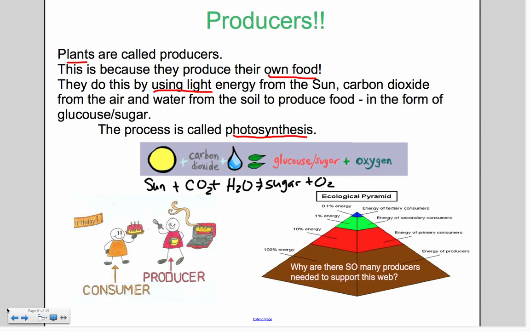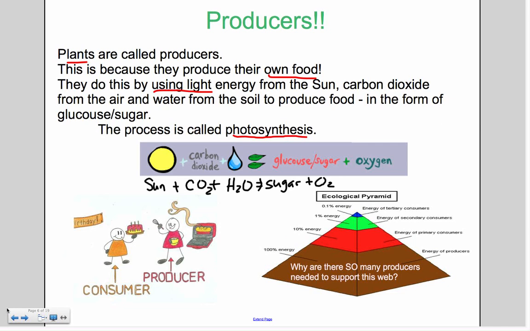Producers, more in depth of producers, we kind of touched on it 2 slides ago. So a producer is something that makes its own food or produces its own food. It uses light energy from the sun, a little bit of carbon dioxide that's in the atmosphere, and some water from the soil to create glucose or sugar. This process is called photosynthesis.